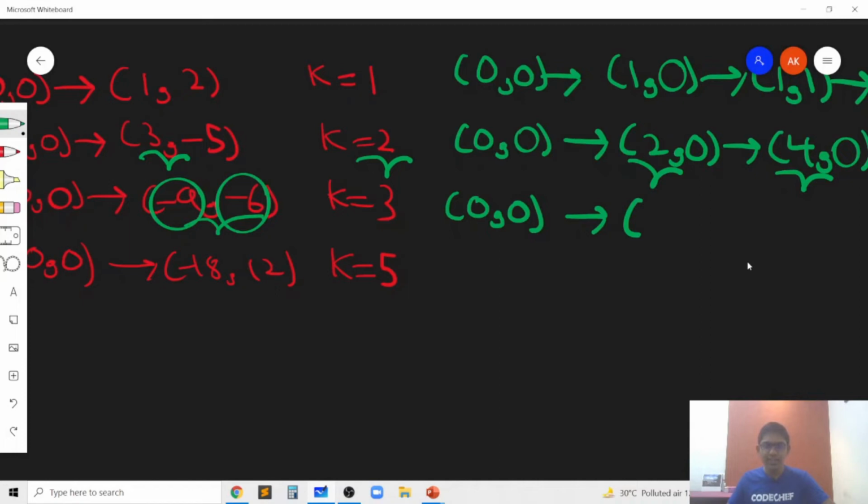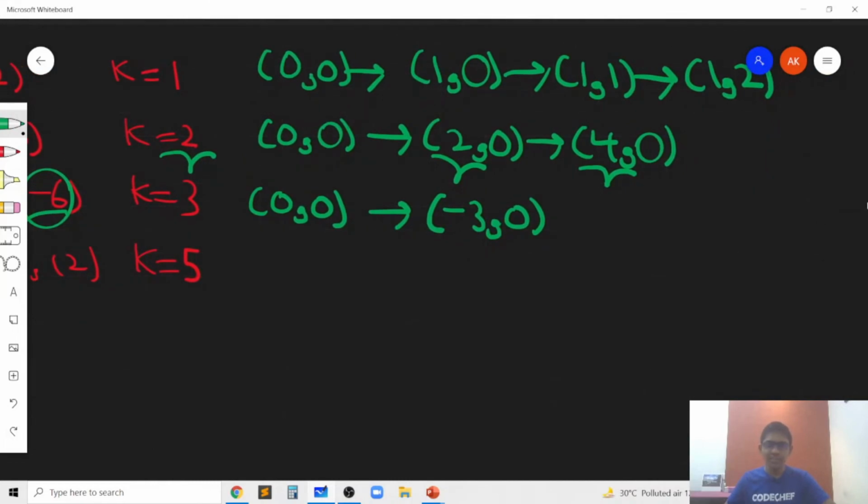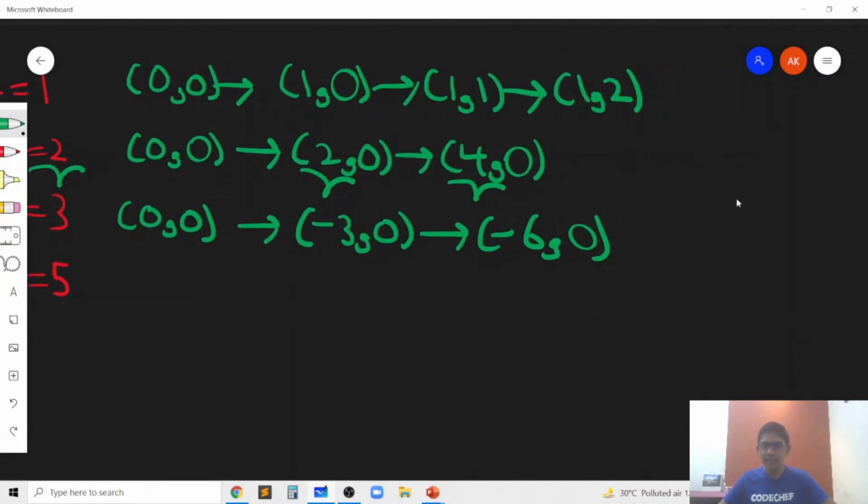So in this case, we can see that we can decrease by 3. We can decrease the x value by 3 to get to minus 3, 0. Then again, we keep going to the multiples of 3 progressively. So that's why we go to minus 6, 0.